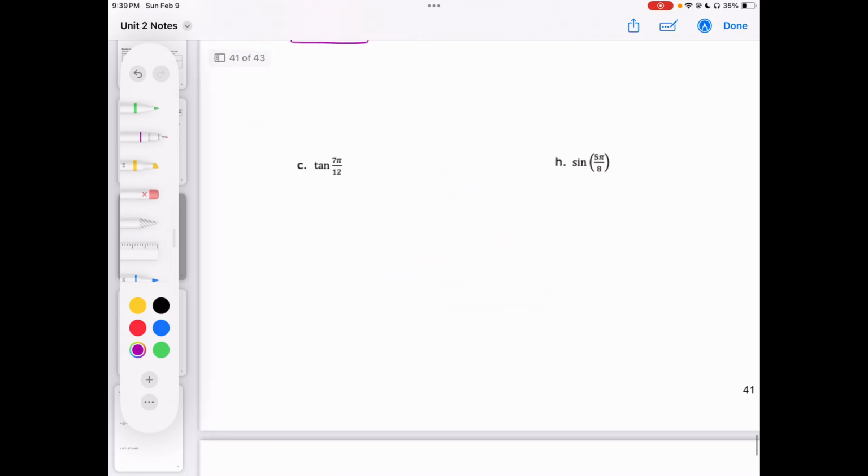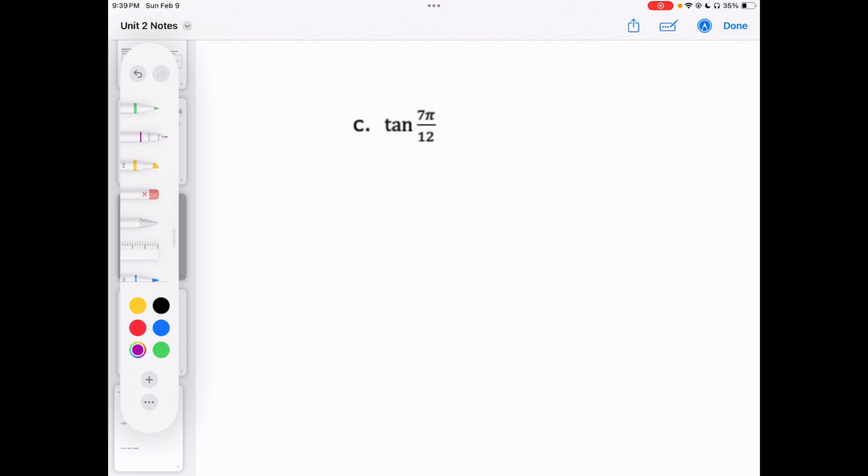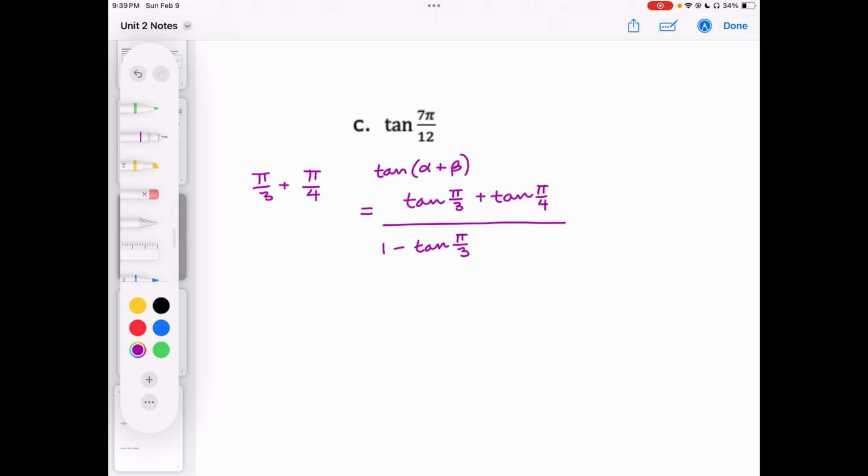Let's take a look at C. We got 7 pi over 12. I believe we did that one earlier. So we know that that could be 3 pi over 12... pi over 3 plus pi over 4. So we're going to do the tangent sum equation. That's going to look like this. We'll have tangent of pi over 3 plus tangent of pi over 4, all divided by 1 minus tangent of pi over 3 times tangent of pi over 4.